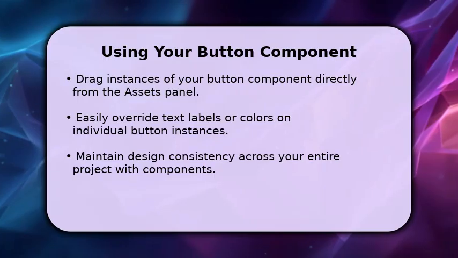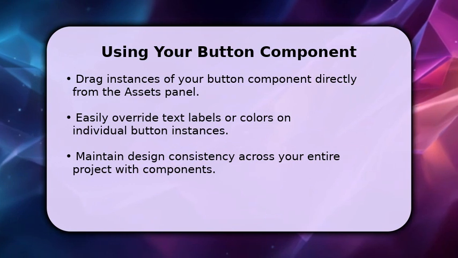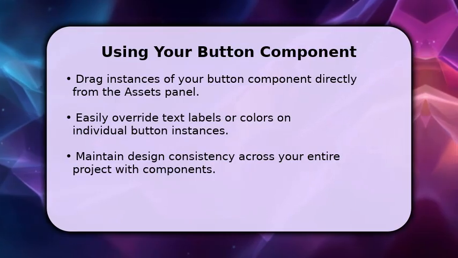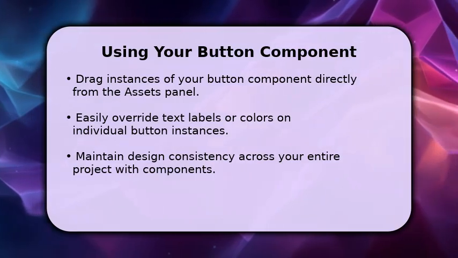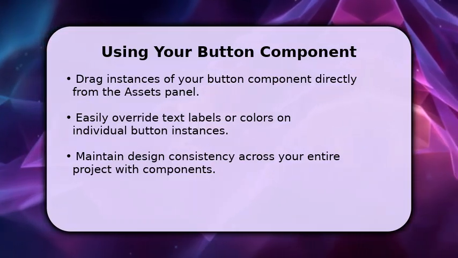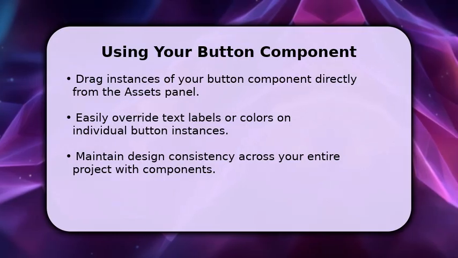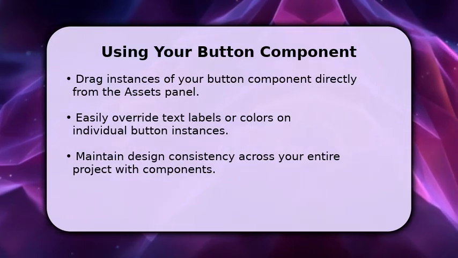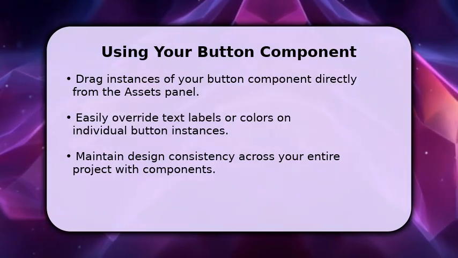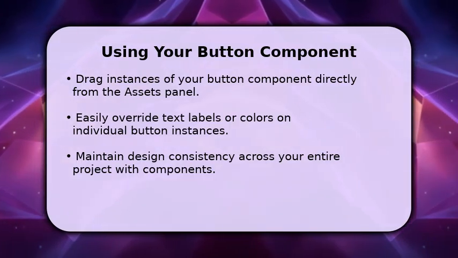Once your button is a component, using it across your design becomes incredibly simple. Open the Assets panel and drag instances of your new button component onto any frame. The beauty of components is that you can easily override specific properties, like changing the text label or even the background color, on individual instances without affecting the main component. This ensures design consistency while offering flexibility, making your workflow much more efficient and your designs cohesive.